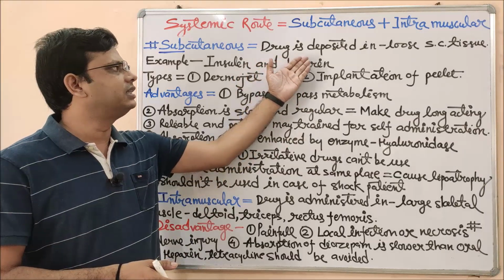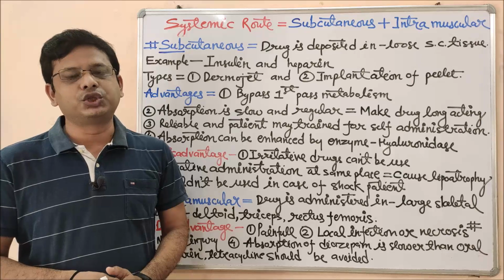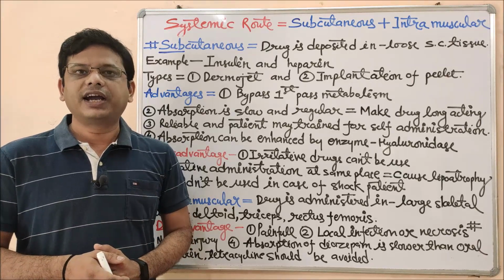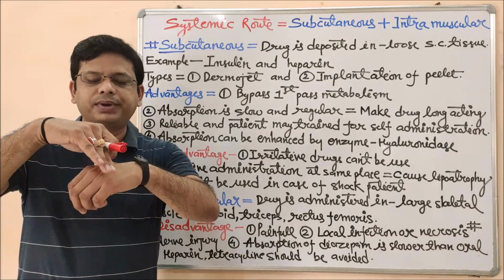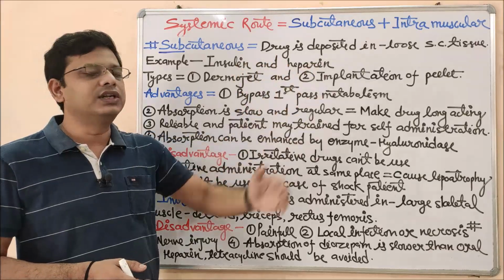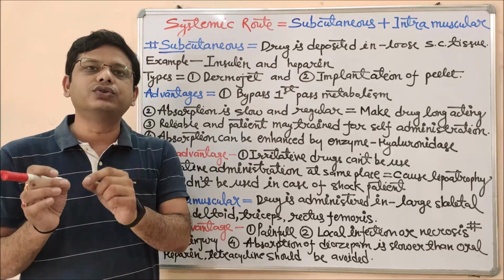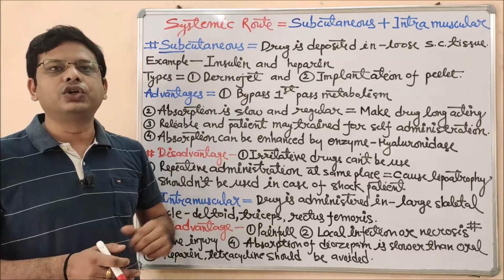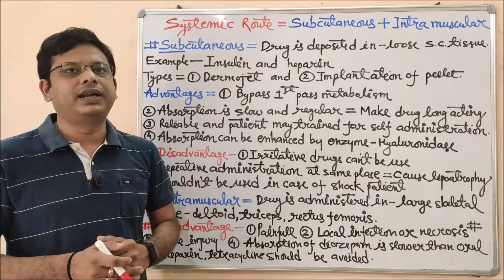First of all, in the subcutaneous route the drug is deposited in loose subcutaneous tissue. Wherever we want this kind of drug administration, there should be a space called the subcutaneous space, like here it is written as the subcutaneous loose tissue. So we have to introduce the drug into that particular part. Examples of this route of drug administration include insulin therapy and heparin therapy.